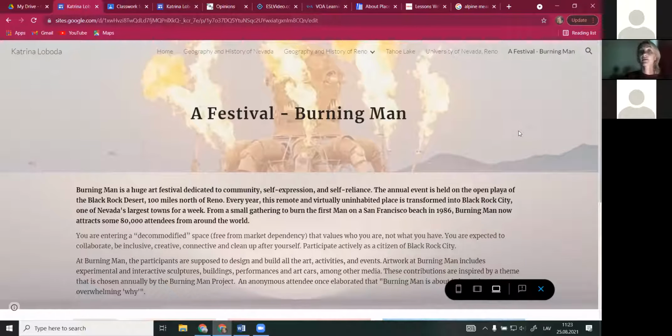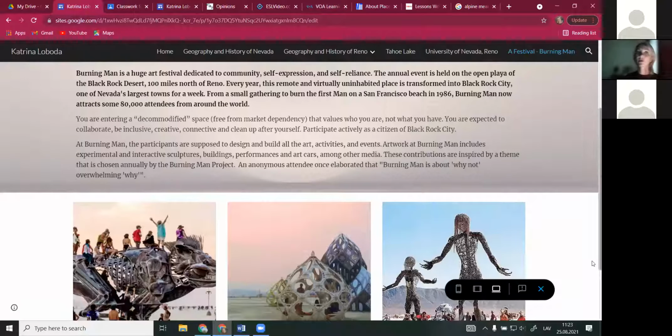For example, I learned while staying in Reno about this festival, Burning Man Festival. I have never heard about it before. And this is a huge art festival dedicated to community and self-expression. It takes place once a year at the end of August, the beginning of September, in the middle of a desert. This desert is called the Black Rock Desert, 100 miles north of Reno. The participants are supposed to design and build all art activities and events. And each year the theme is different.